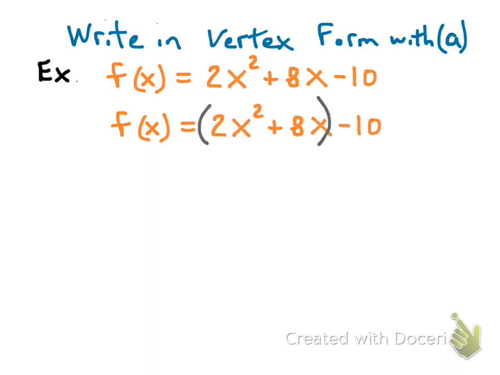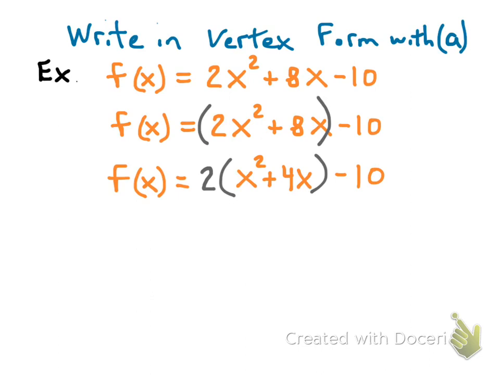After we group those, we want to notice that the first term is not a 1, so we're going to factor the 2 out. So we factor the 2 out in front of the parentheses, and we get x squared plus 4x on the inside, and then the minus 10 is still dangling there. Now we want to complete the square on the part that's inside the parentheses.